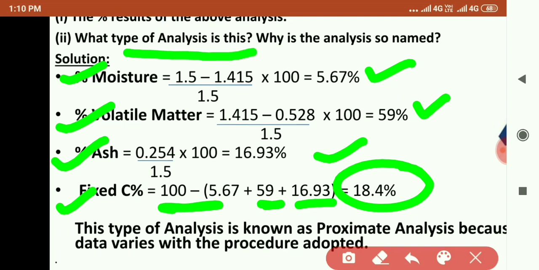And the second part of the question is: what type of analysis is this, and why is this analysis so named? So here you can see that this type of analysis is proximate analysis, and it is so named because the data varies with the procedure adopted.